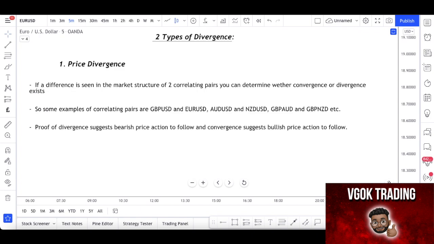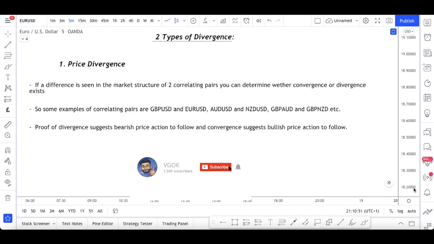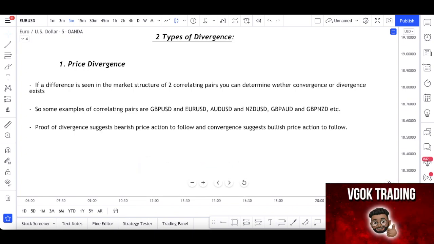So there are actually two types of convergence and divergence. Now the first type that I'm going to be going over is what's known as price divergence. So basically, if a difference is seen in the market structure of two correlating pairs, you can actually determine whether convergence or divergence actually exists in the market. Some examples of correlating pairs, just as an example, are GBPUSD and EURUSD correlating together, AUDUSD and NZDUSD correlating together, GBPAUD and GBPNZD also correlating together as well. These are just three random examples which I've come up with, but there is actually a separate website which gives you the major forex correlations.